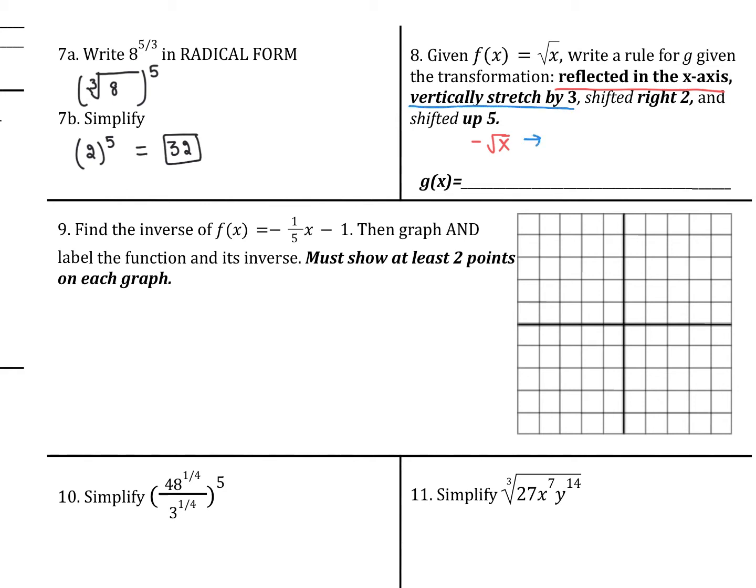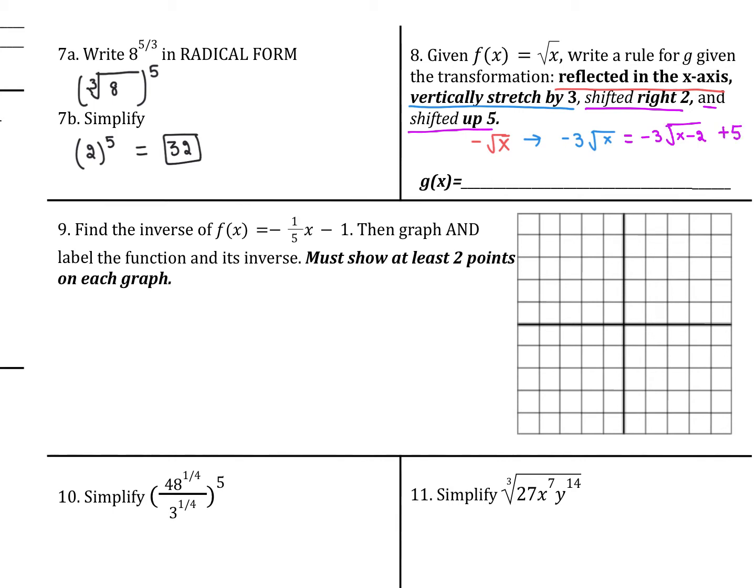So the next thing is -3 times square root x. And the next step is to shift it right by 2 and shift up by 5. Shift right means that you're going to have x minus 2. Shift up means that you're going to add 5 outside.